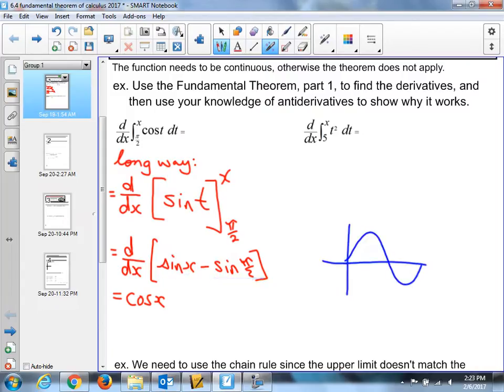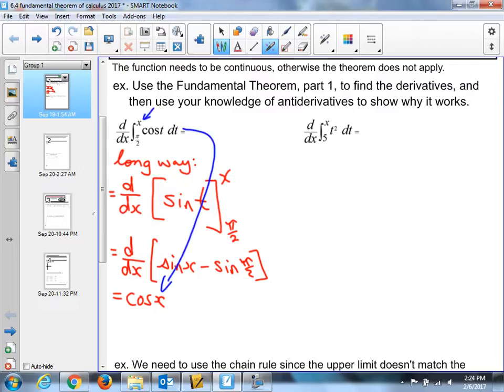Sine of pi halves is 1, right? But let's say it was the sine of pi over 18. I don't know what that is, but I know it's a number, right? What do we call a number? A constant, right? What's the derivative of a number? 0. So this is the cos of x minus 0. It's just the cos of x. Okay, as long as the x is at the top here, this will be the answer here.